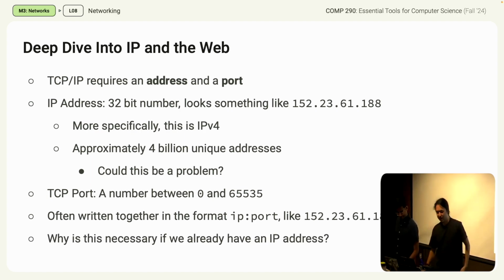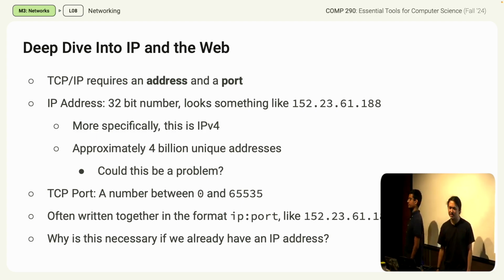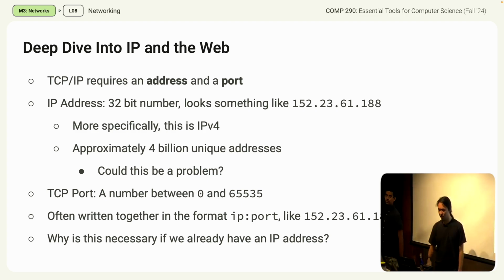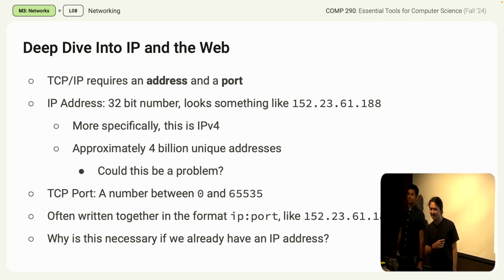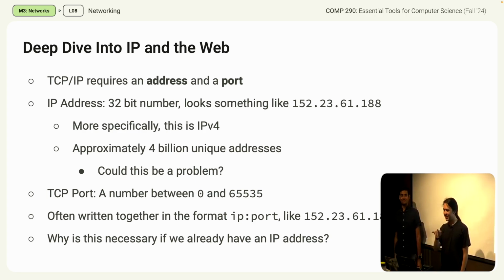And so I want to ask another question here. Why is the port necessary if we already have an IP address, right? If I already know an address that I want to send something to, well, what's the point of the port? A little bit of extra data on the end. I've heard from both of you. I want to see if someone in this area wants to take it, maybe. Just whatever you think, whatever comes to mind.